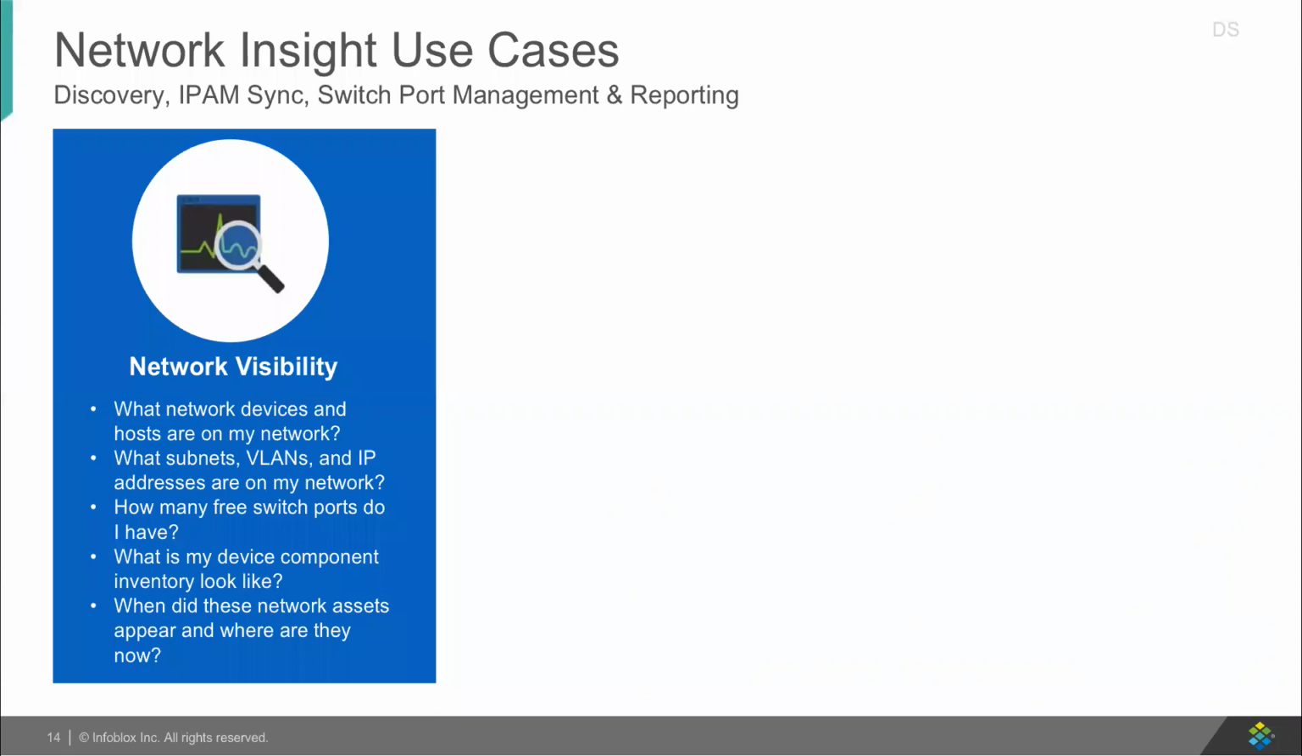We have the component inventory, just simply from an asset inventory. We have serial numbers. We have each module, the interface cards, fans, power supplies, and we're keeping track of when these appeared and where they are now and where they've been in the past.